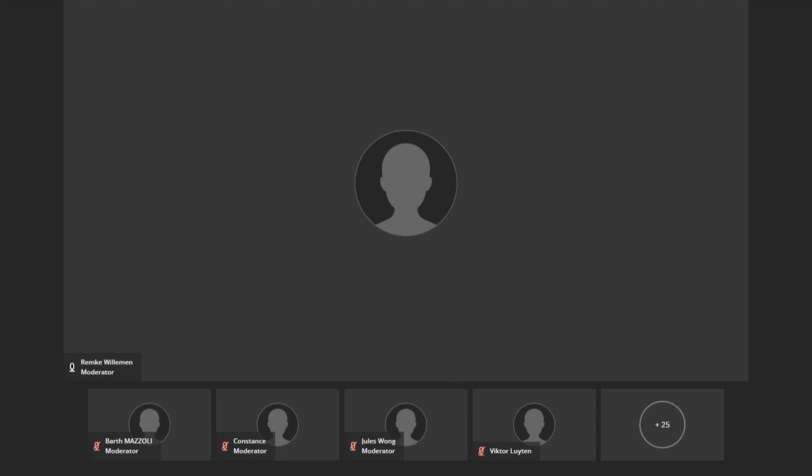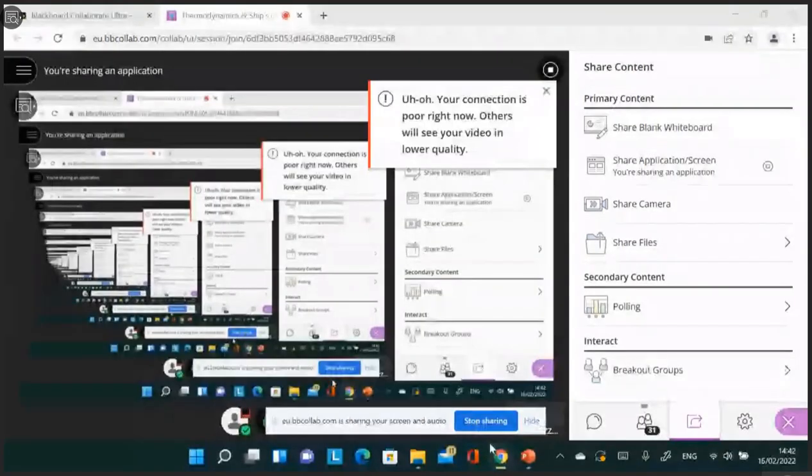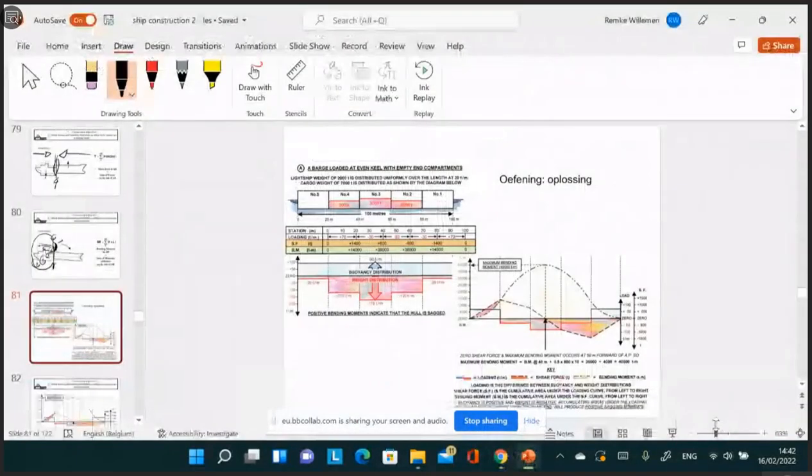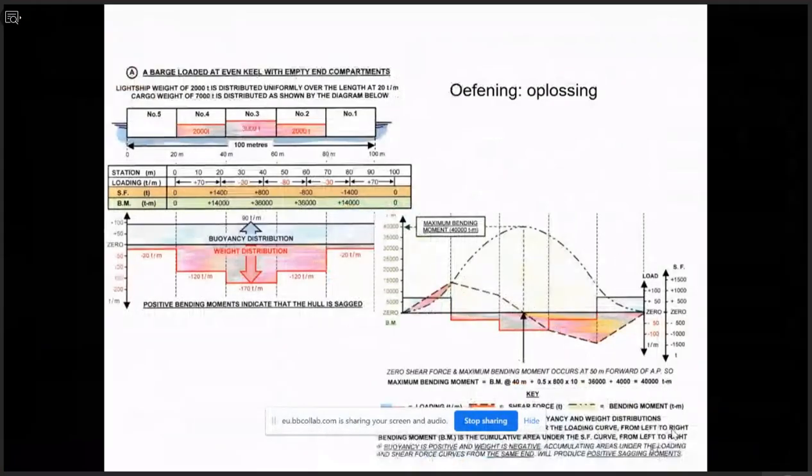Certainly. Yeah, there we go. 1 second. Share screen and audio. There we go. So if you here see the solution of the exercise, then you will see the value of 36,000 reappearing of bending moment at 40 meters.